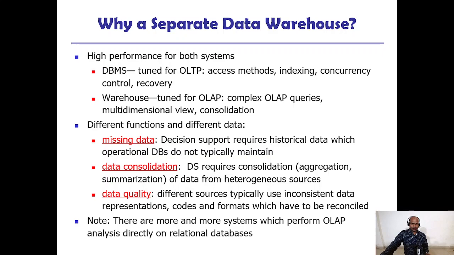So, high performance for both systems. For example, the DBMS is tuned for OLTP transactions: access methods, indexing, concurrency control, and recovery. Whereas a data warehouse is tuned for online analytical processing: complex OLAP queries, multidimensional views, and consolidations. We will further discuss what is a multidimensional view later. But these are the main differences between a regular DBMS, meaning OLTP, and data warehouses. So different functions and different data.